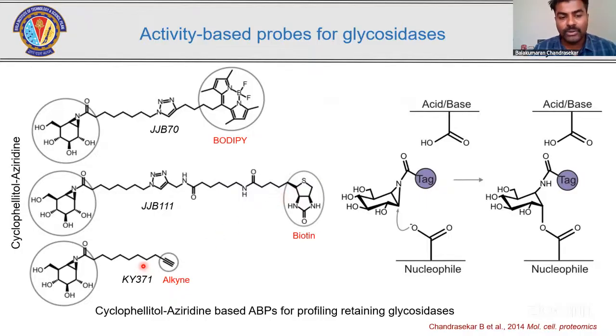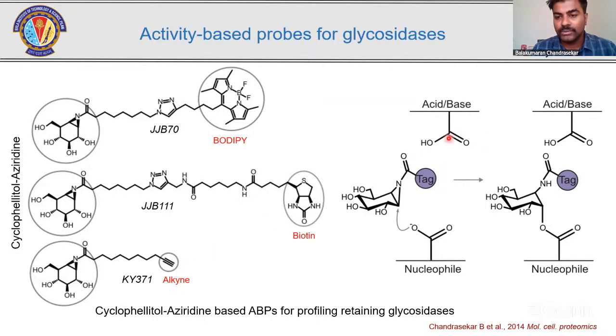Another probe is called the KY371 probe. This probe does not have any reporter tag like biotin or BODIPY, but it has an alkyne tag, and these probes can be useful for click chemistry and can be used in a native system. If you spike this probe into a native system, the probe will label a protein, and later on you can click the reporter tag in the following stages.